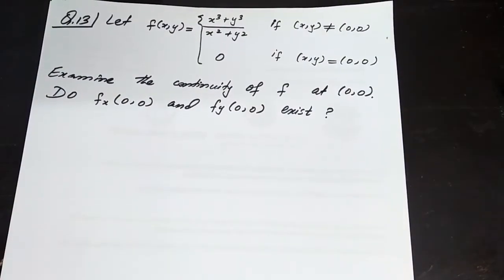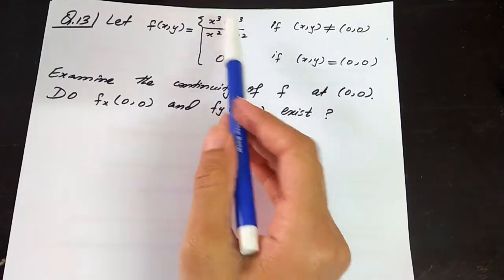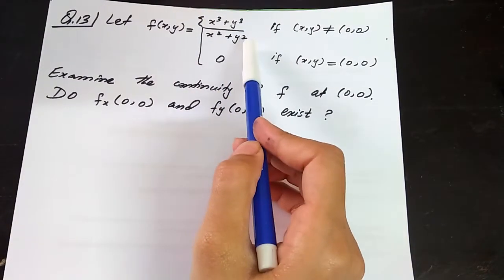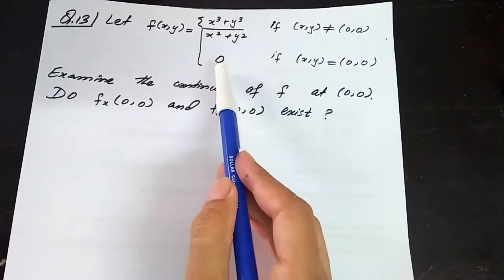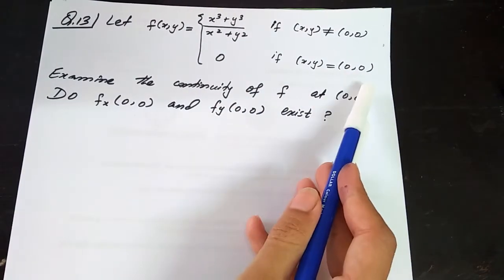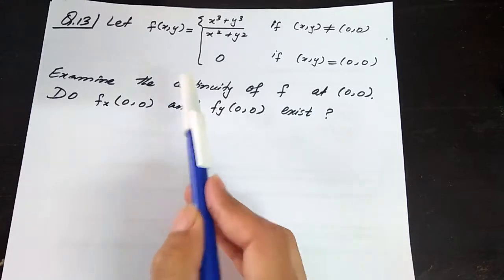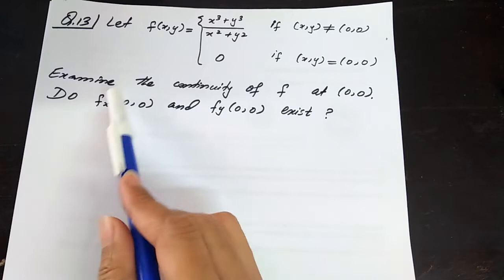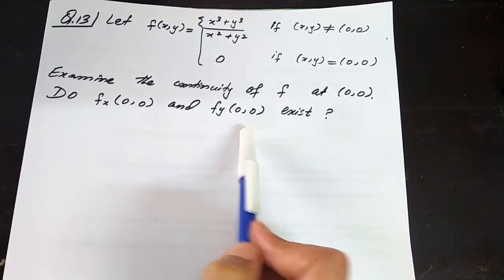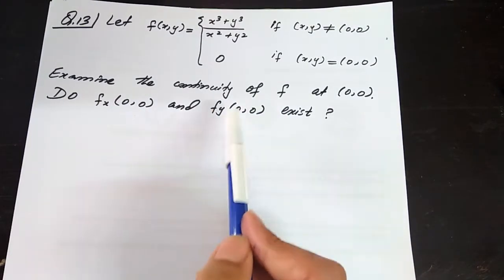In question number 13, let f(x,y) equal x cubed plus y cubed over x squared plus y squared if (x,y) is not equal to (0,0), and it is exactly equal to 0 if (x,y) is exactly equal to (0,0). First of all, in the first part you have to examine the continuity, and in the second part you have to evaluate their partial derivatives with respect to x and with respect to y.